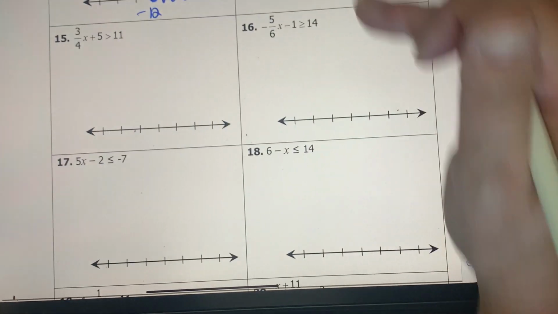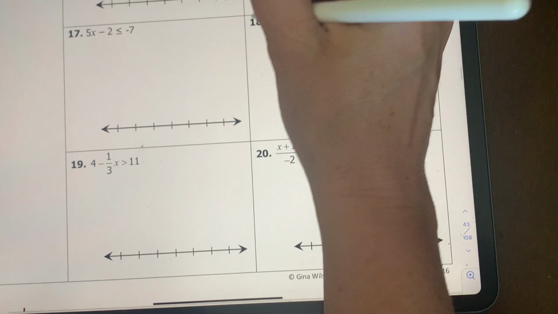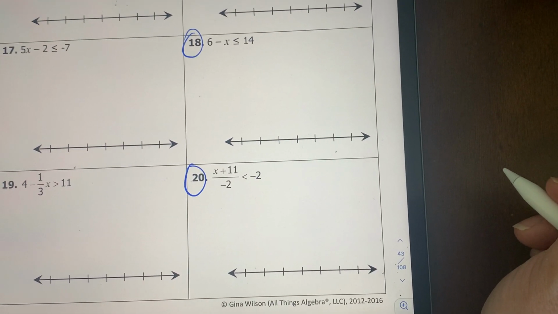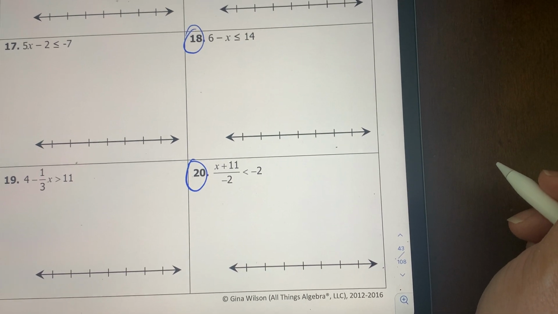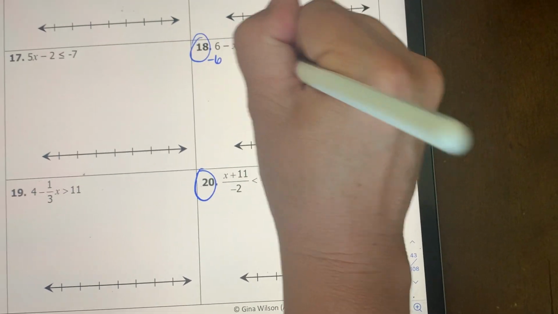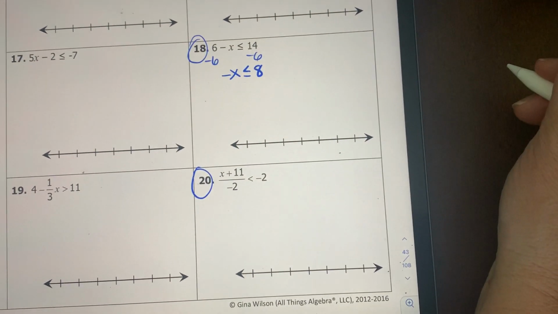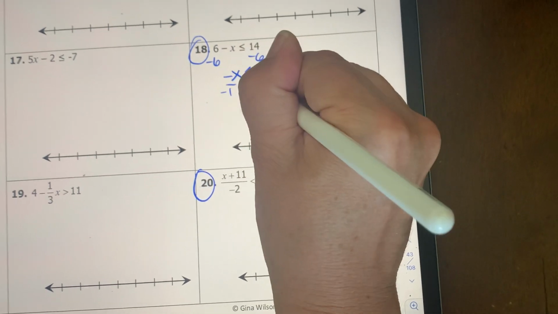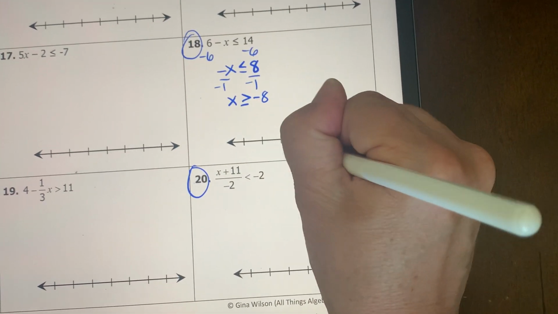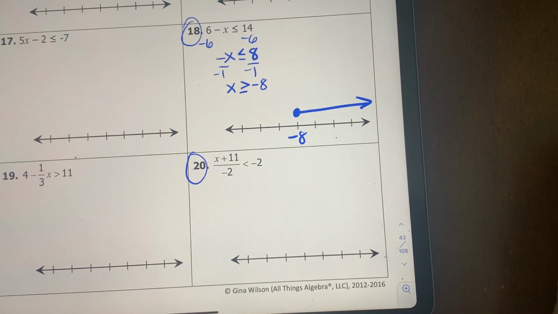Okay, so one last one. I want to look at 18 and 20. So two last ones. I'd like you to try 18 and 20, and then we'll go over them. So pause and try. So on 18, I'm going to subtract 6. Here is where a lot of you mess up. That's still a -x. So then I would divide by -1, which flips the inequality sign. So I'm everything bigger than or equal to -8.